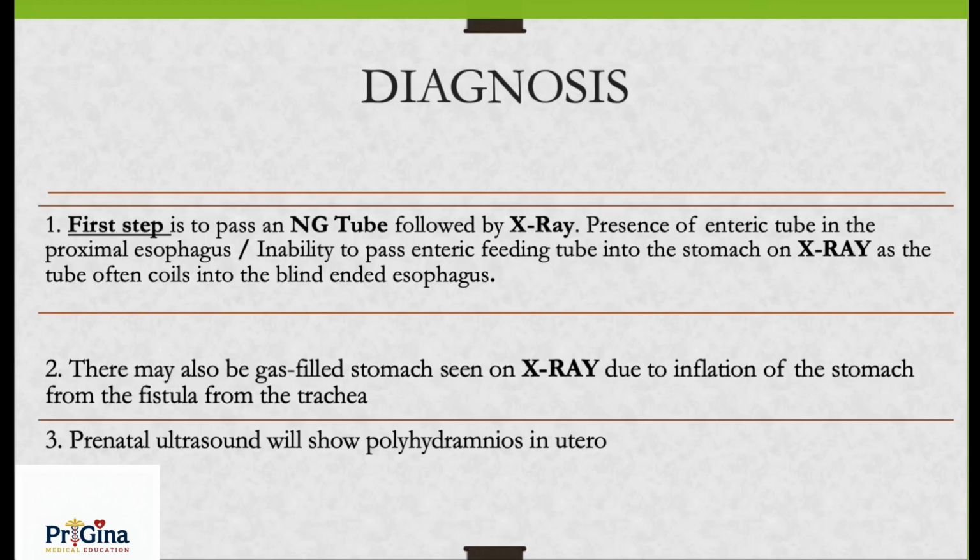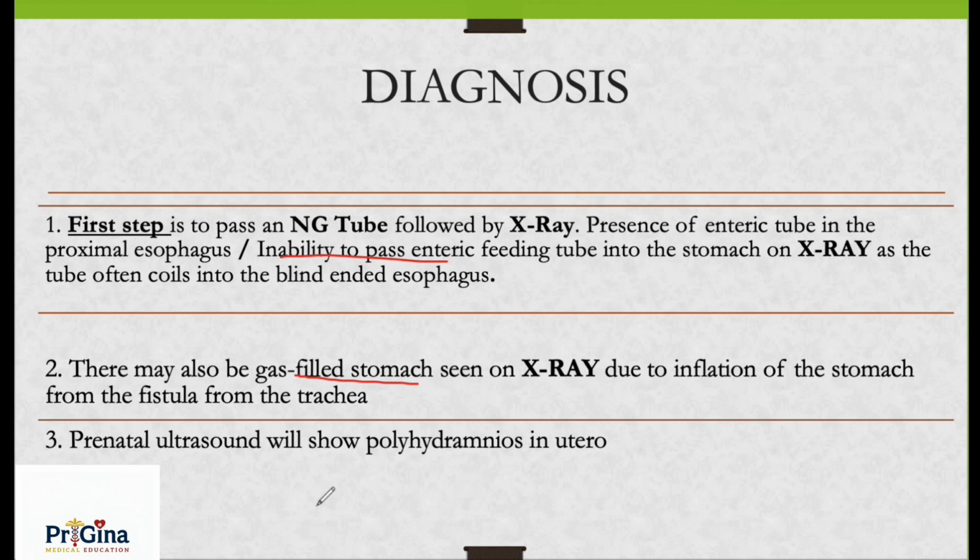So please take note. To diagnose the condition, your first step is to pass an NG tube followed by an X-ray because you want to see if the NG tube is going to pass without any resistance. So if you see that the tube is in the proximal esophagus or there's an inability to pass the enteric feeding tube into the stomach on X-ray, you can confirm your diagnosis. And then if you see that there's a gas-filled stomach seen on an X-ray due to the inflation of the stomach from the fistula from the trachea, this is also another way that you can confirm the disease.